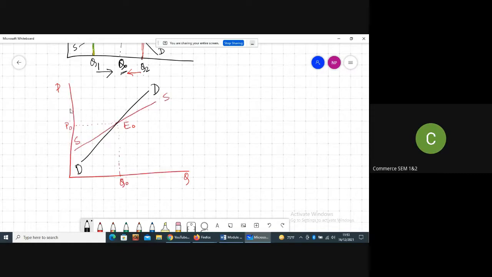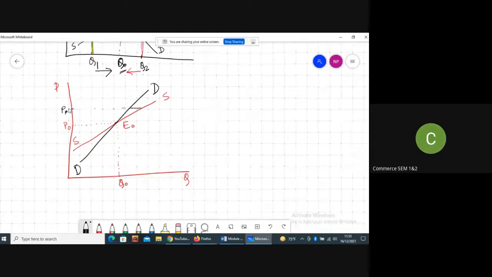Start with this price P1. So at P1 price there is excess supply of this amount. So if there is excess supply, price will fall. And if you have some lower price, P2, there is excess demand of this amount. So price will go up. So E0 will be a Walrasian stable equilibrium.